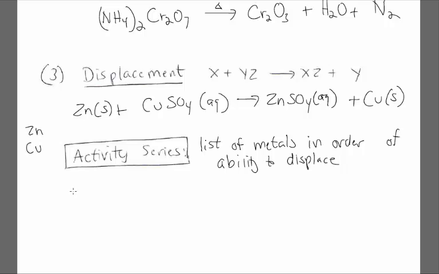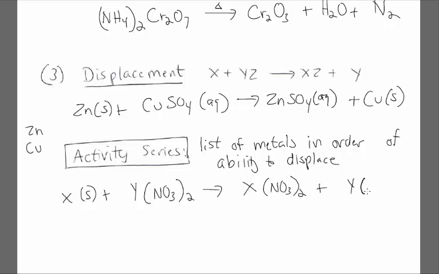All right, so you could have a general form of, I'll say X, some solid, plus Y. In this case, I'll do a nitrate. And we get X displacing the Y, and Y becomes a neutral species. Okay, so since X displaced the Y, then we can say that X is above Y on the list.